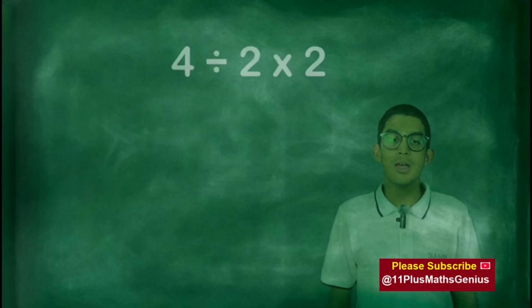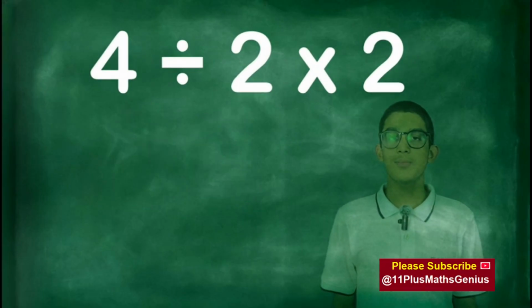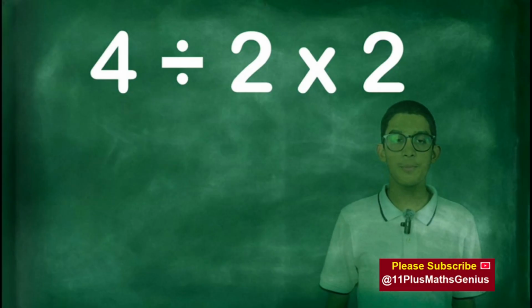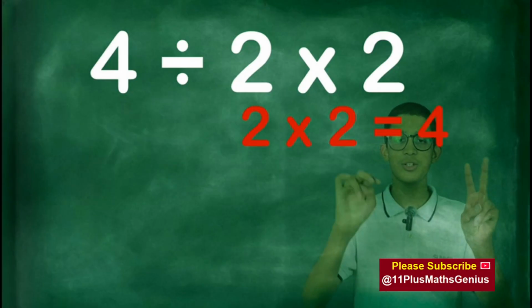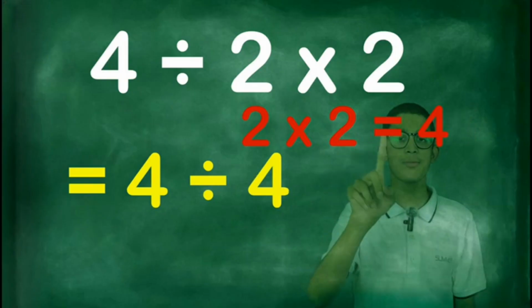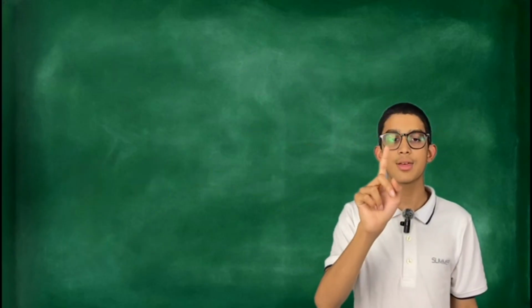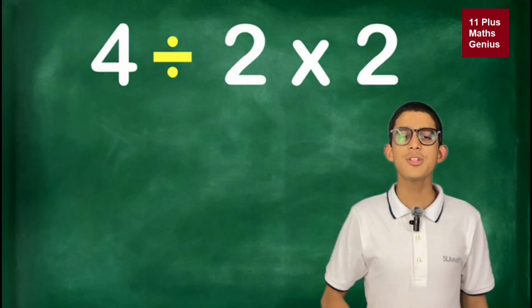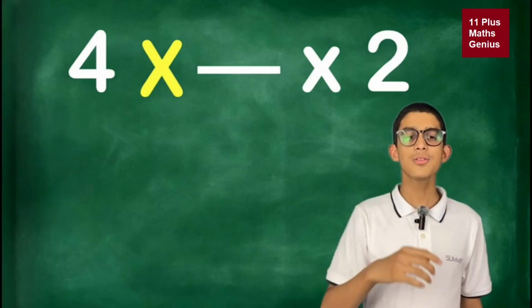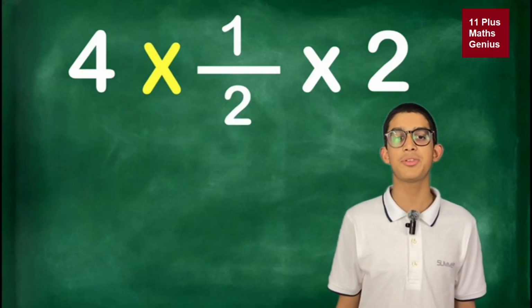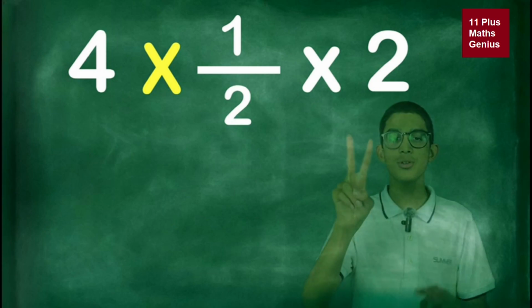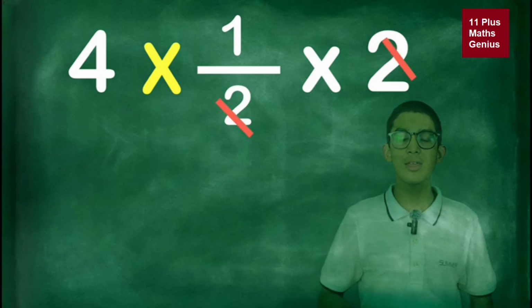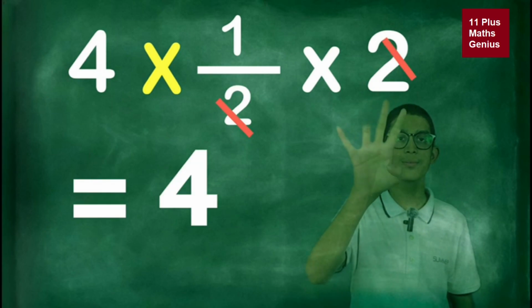Example number 2. 4 divided by 2 multiplied by 2. If you multiply 2 and 2 and divide 4 by 4, the answer is 1, which is incorrect. Let's change the division sign first. 4 times 1/2 times 2. 2 and 2 cross out, and the answer is 4.